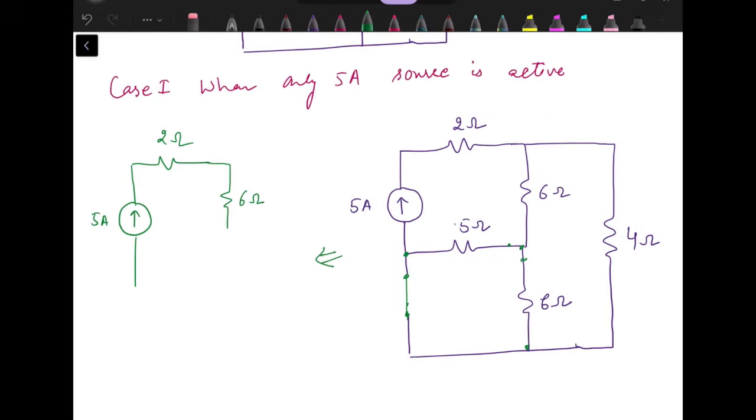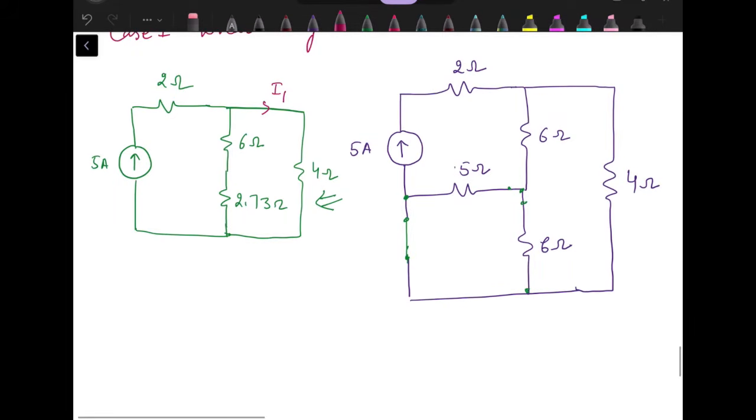When we solve the parallel combination of 5 and 6, it becomes 2.73 ohm, and then in parallel we have 4 ohm resistance. So the circuit reduction has simplified the circuit to this, and now we can easily apply the current division rule, and we can find out what's the current I1 through the 4 ohm resistance.